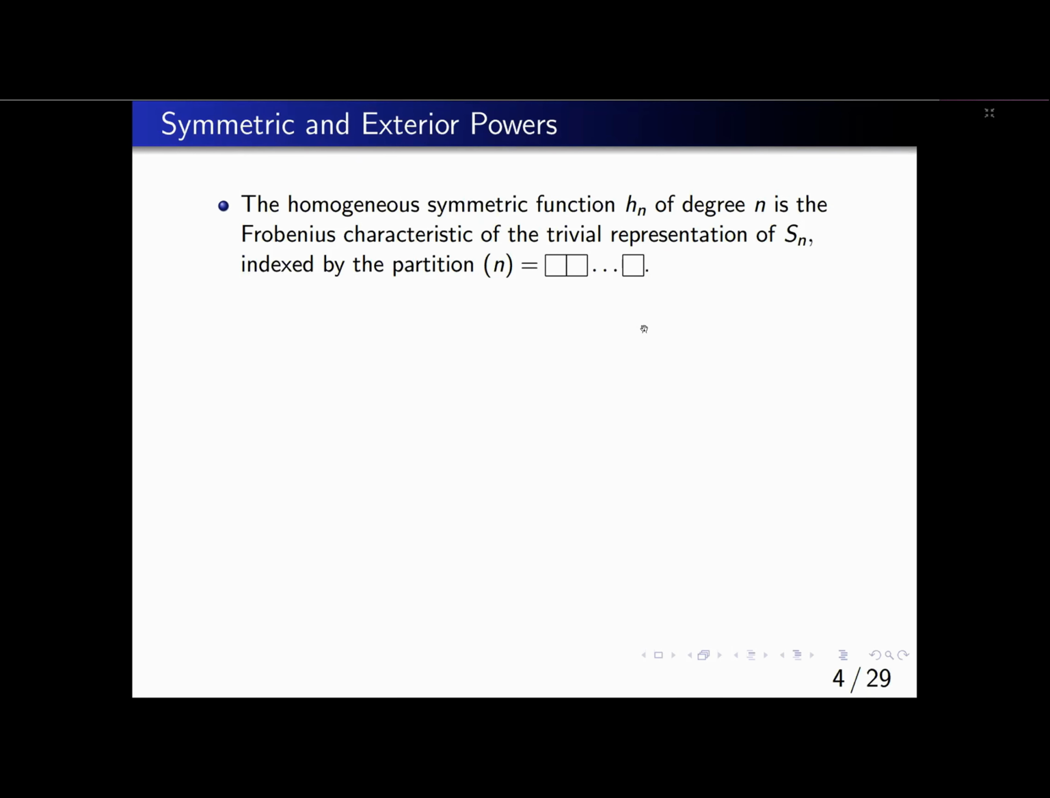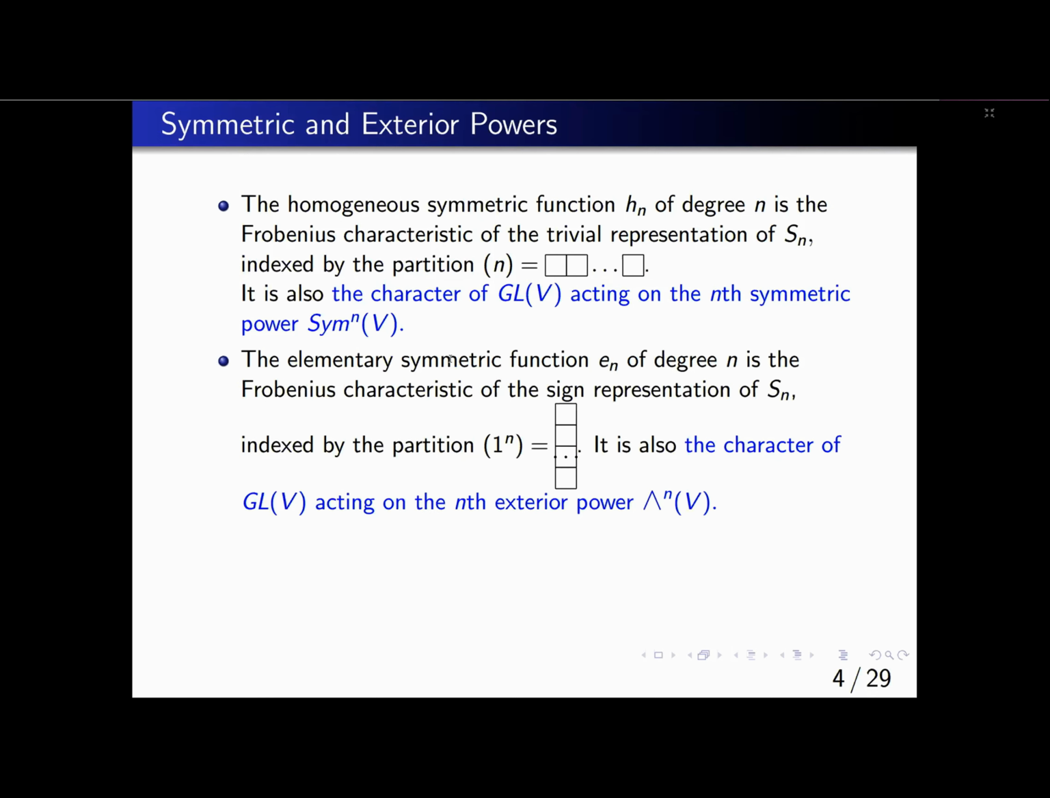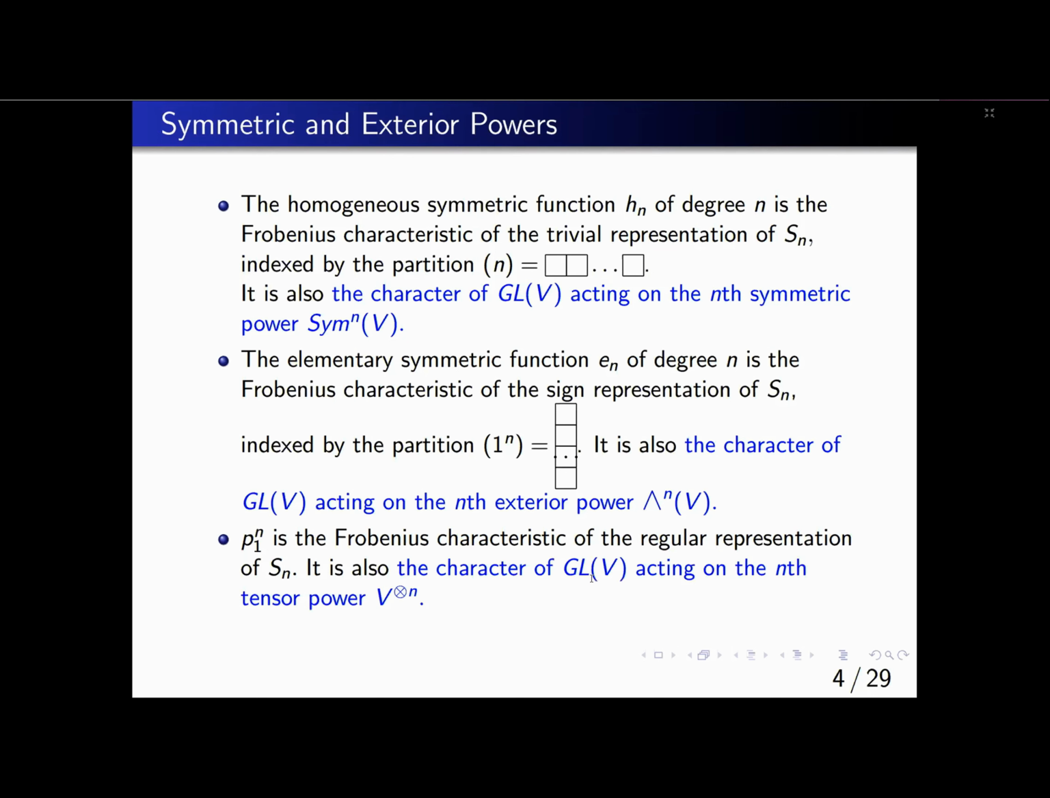We're fine. Thank you. So the homogeneous symmetric function h_n of degree n is the Frobenius characteristic of the trivial representation of S_n. If you think Ferrers diagrams, it's all boxes in one row. But more importantly, it's also the character of GL_V acting on the nth symmetric power of V. And similarly for the elementary symmetric function, it's the Frobenius characteristic of the sign representation, but it's also the GL_V character acting on the nth exterior power. And then p_1 to the power n is the characteristic of the regular representation of S_n. This will be important because I'm going to be talking about the regular representation a lot. And it's also the character of GL_V acting on the nth tensor power.